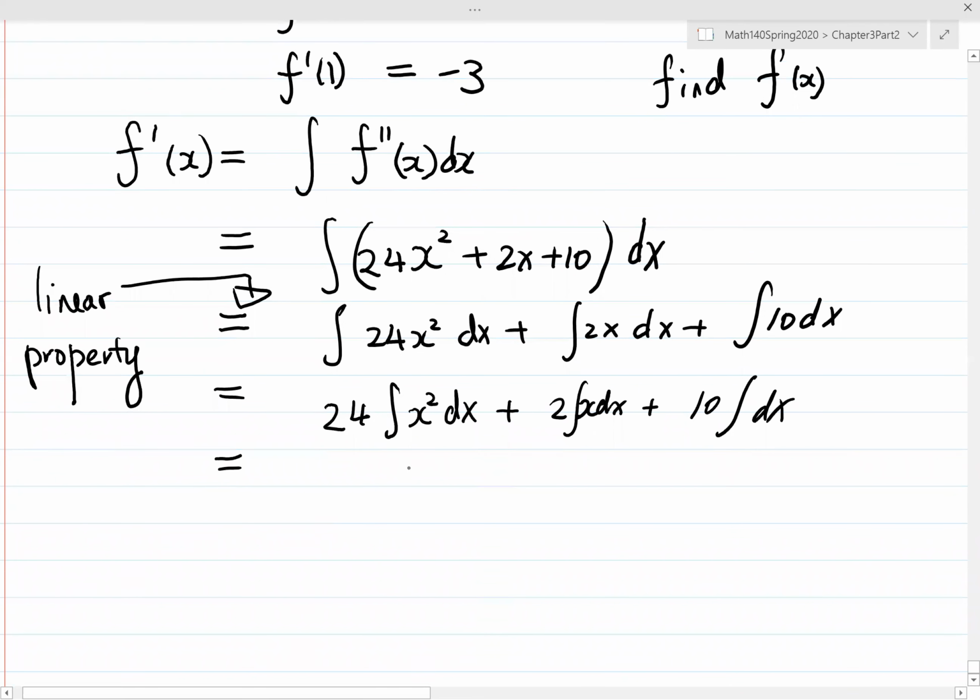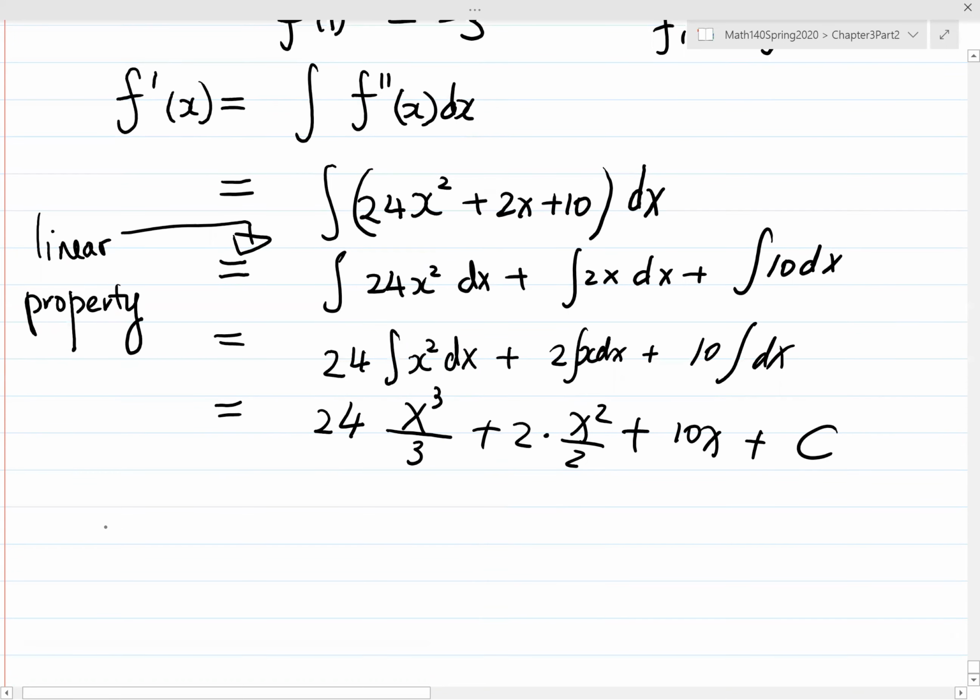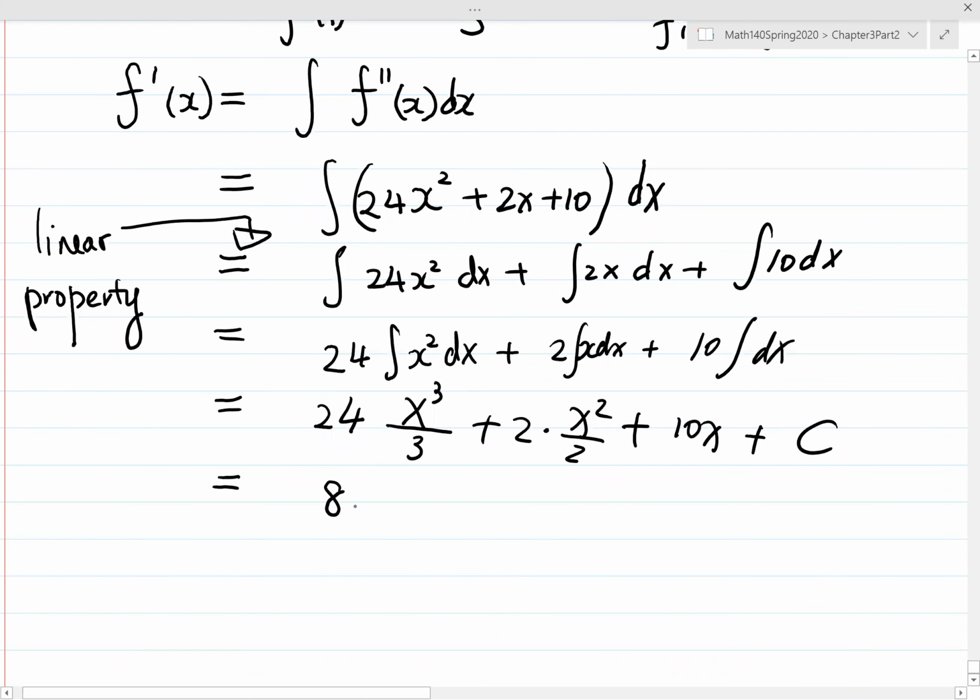Okay, use the antiderivative table. Now x squared over 2. Now this d cancels this integral directly, so this is x. Once we're done, we write the constant c at the end. If you simplify this, it will be 8x cubed plus x squared plus 10x plus c.